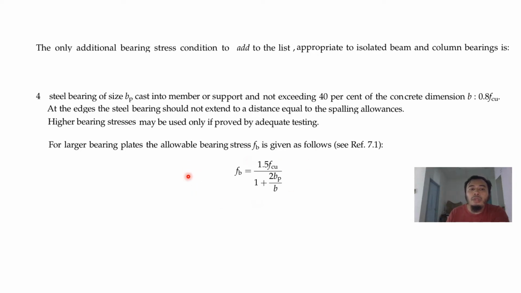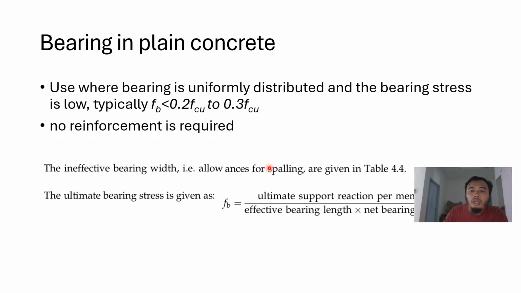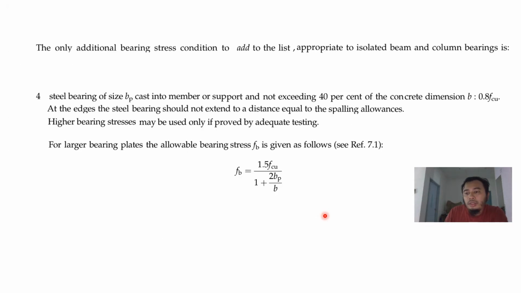So let's say you have a steel bearing embedded into your column supporting the beam. The allowable bearing stress will be calculated by this equation. If you don't have any support reinforcement, this is your equation for ultimate bearing.